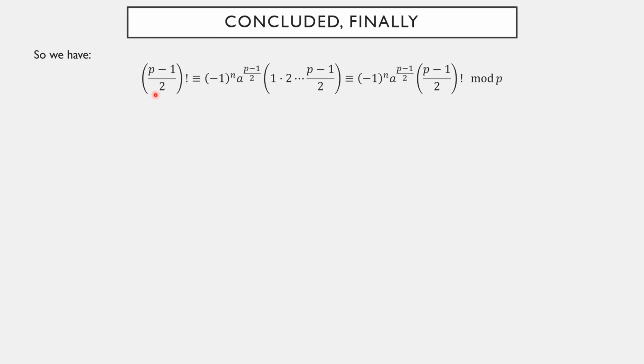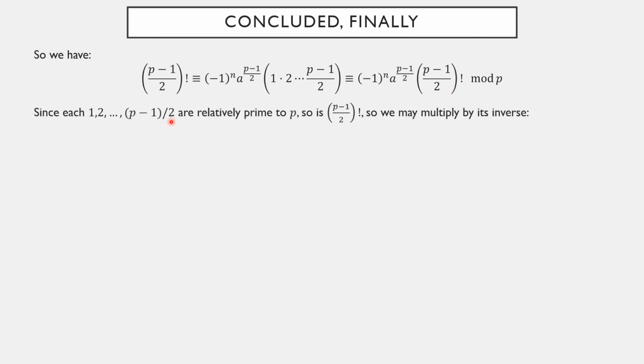So here's where we are. ((p-1)/2)! is equivalent to (-1)^n, where n is how many of the remainders when working through various multiples of a were larger than (p-1)/2, times a^((p-1)/2), and then, hey, this product is just ((p-1)/2)! again. Everything in constructing that factorial, 1, 2, all the way up to (p-1)/2, they're all relatively prime to p, because this factorial doesn't go beyond the value of p. So these values are all relatively prime to p, so is this factorial. So if this factorial is relatively prime to p, it has an inverse, and we can just cancel it out.